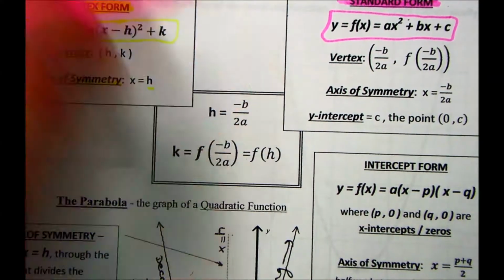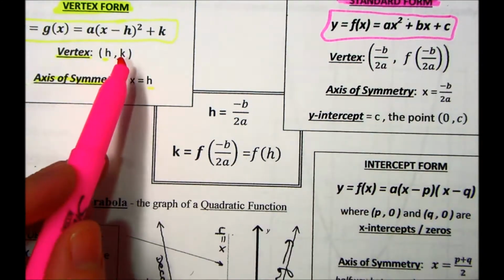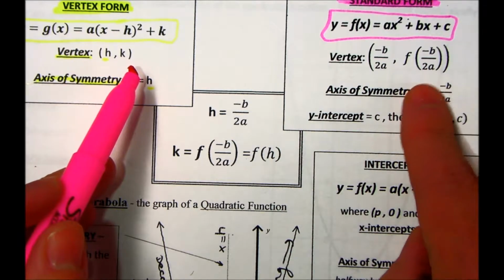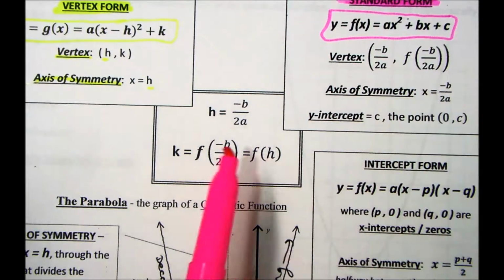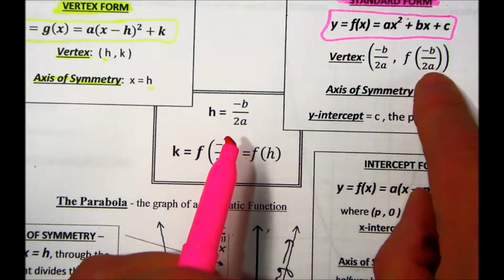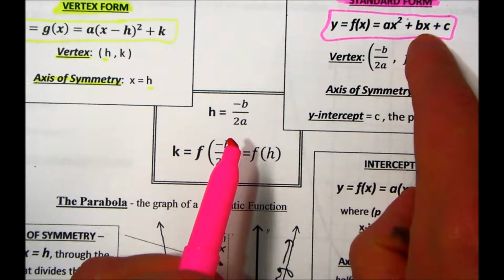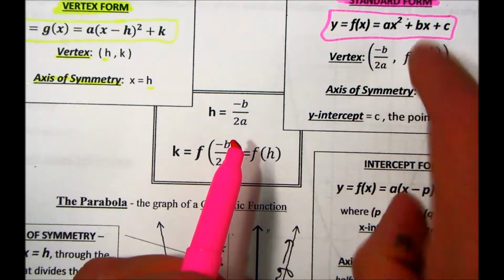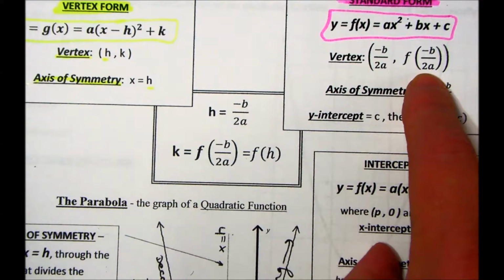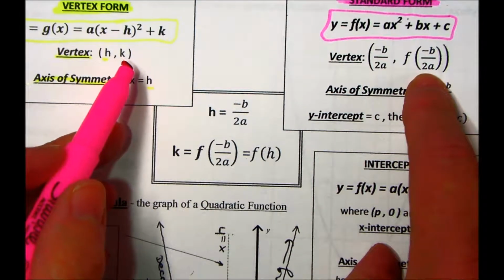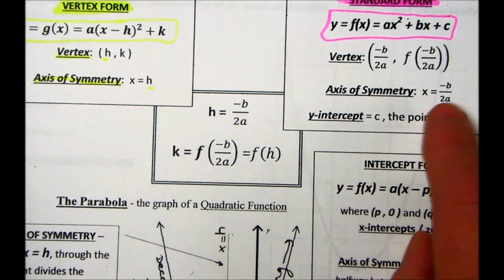And then the k value, or the y coordinate of the vertex, is what you will get when you take that value from negative b over 2a and substitute it into the equation for x, both here and here. Whatever value you get is the y coordinate of the vertex, which is also the same as k in vertex form.